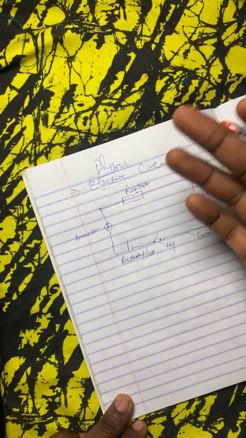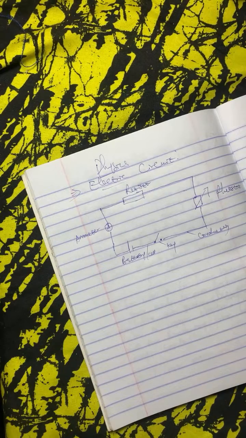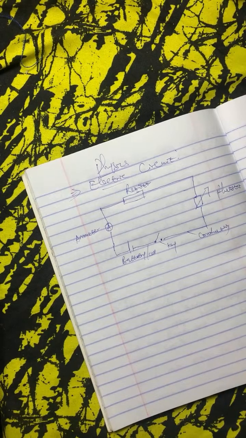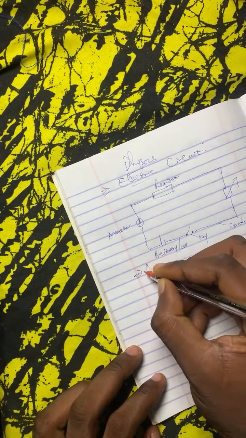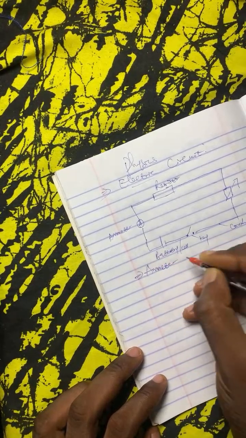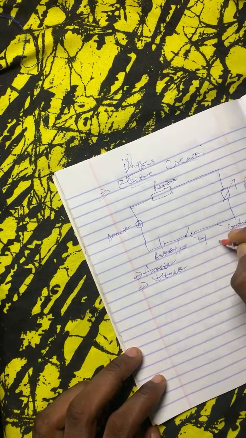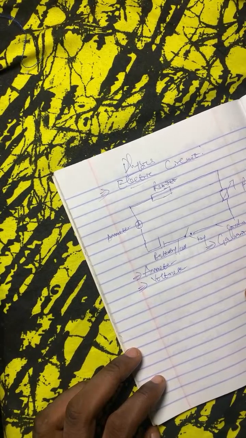An ammeter is a circuit element that we use to measure an electric current. Now we have what we call ammeter, we have voltmeter, we have galvanometer. An ammeter is a circuit element that we use to measure an electric current. Look at ammeter, this is the spelling of ammeter. We have voltmeter, and we have galvanometer. Are we together now?